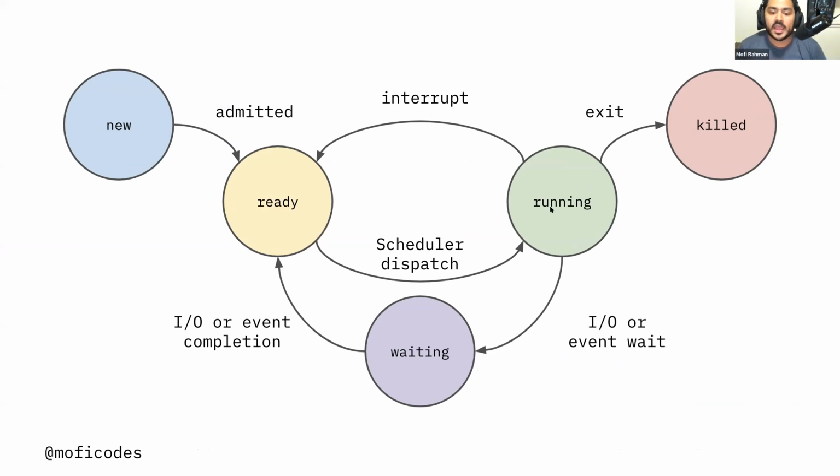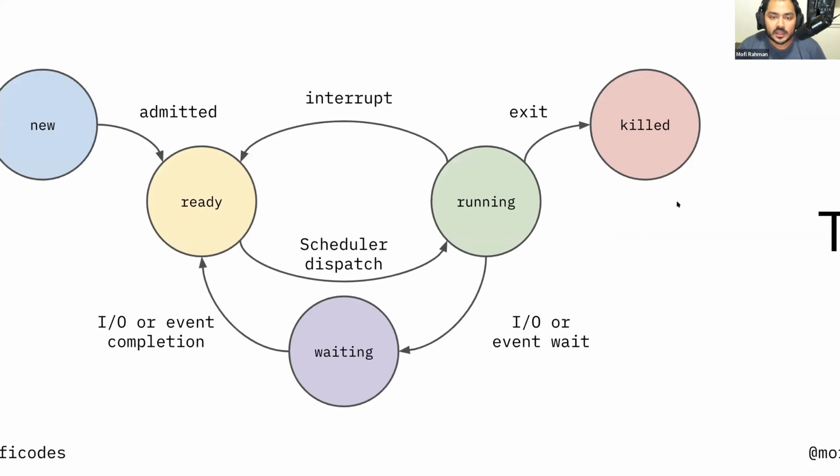It will start running. And at some point, it can either go to waiting because it's waiting on something like IO or user input, or it can get killed, or it can be interrupted by me stopping it or clicking a button, and it can go back to ready again and running again. So it's just a cycle that's continuously happening.